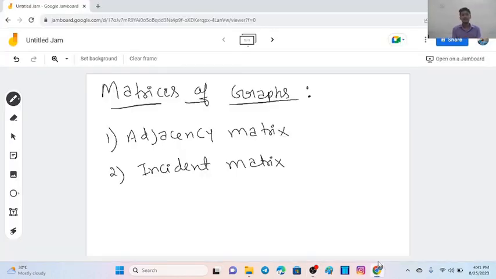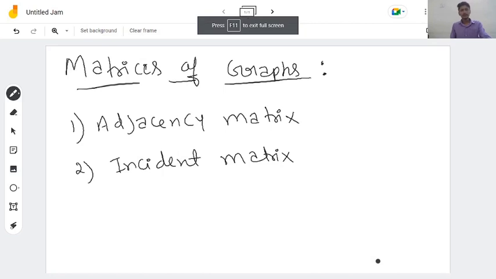This is our lecture number 7, and in this lecture we are going to study what are matrices of graphs. So basically there are two types of matrices of graph. One is adjacency matrix and another is incident matrix. Okay, so let's see what are the matrices of graphs.